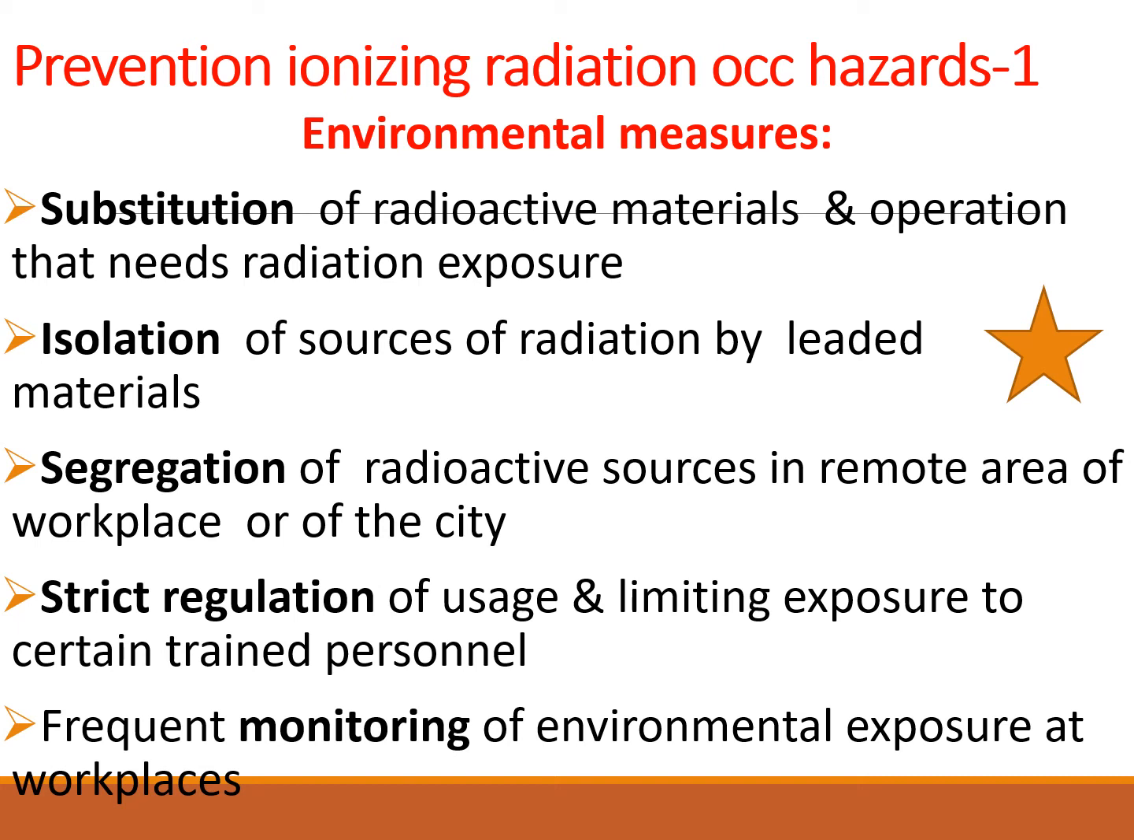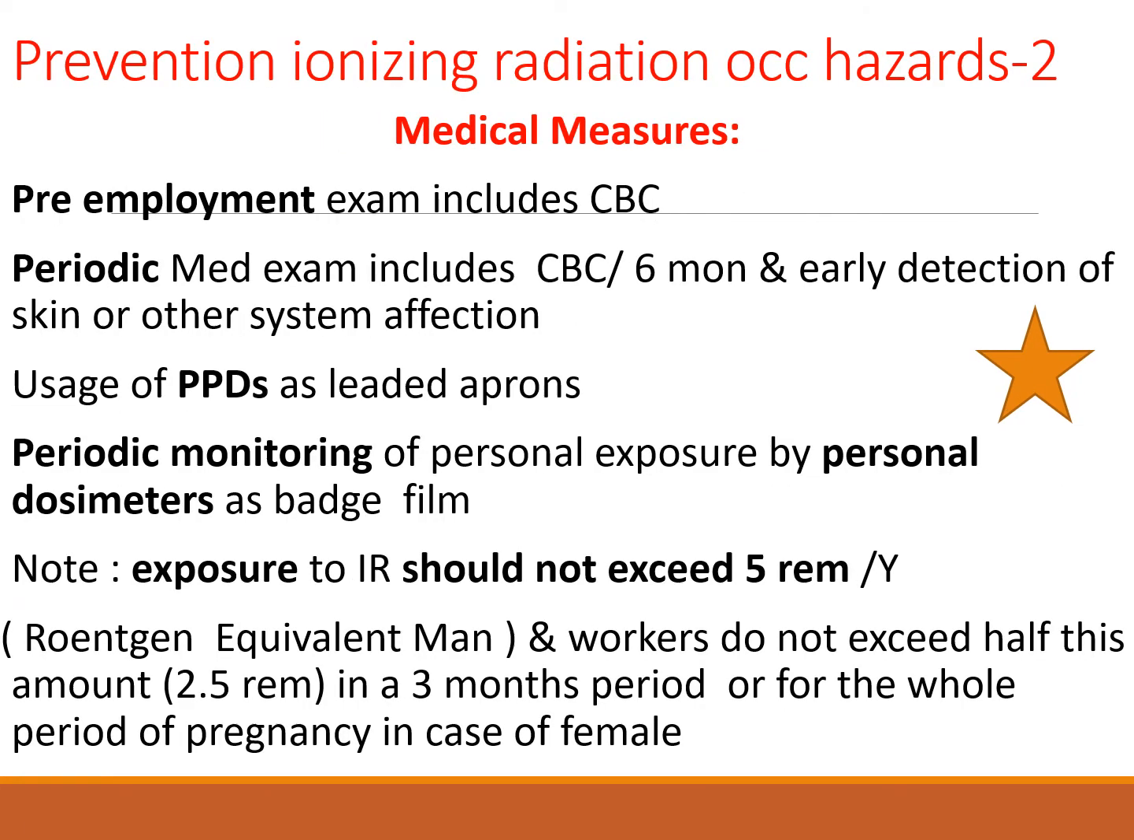So, substitution, isolation, segregation, strict regulation, and monitoring of the workplace itself. The medical measures to prevent ionizing radiation occupational hazards: pre-employment examination includes CBC; periodic medical examination, CBC at least every 6 months, and examination of skin or other systems affected. Using of PPDs, and periodic monitoring by personal dosimeters.